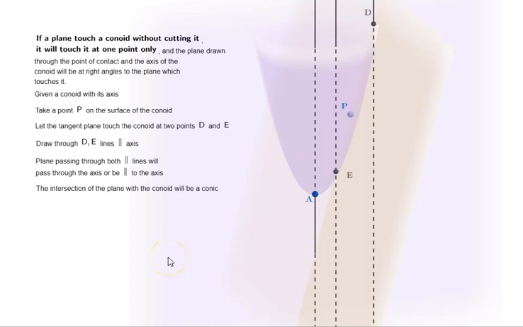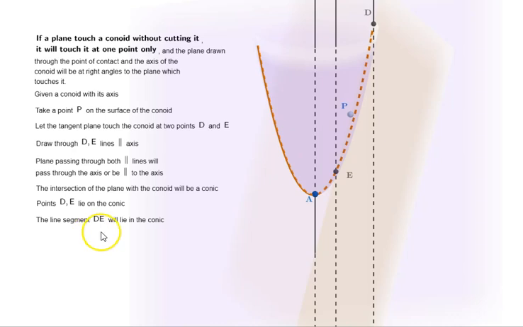Now this purple plane will cut this paraboloid in a conic. Points D and E lie on this conic. So D is on this conic and E is on the conic. The line segment DE will lie in the conic. So let's draw a line passing through D and E. And if you will notice, this line is inside the conic.